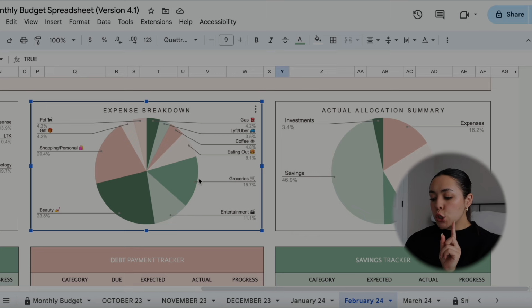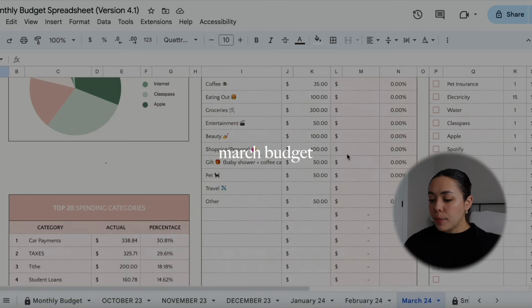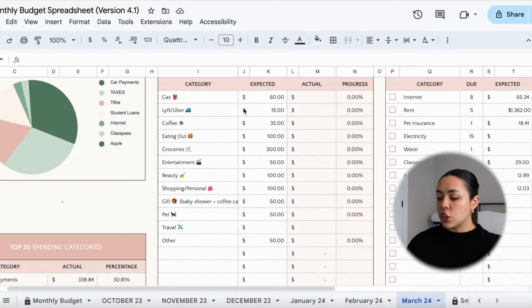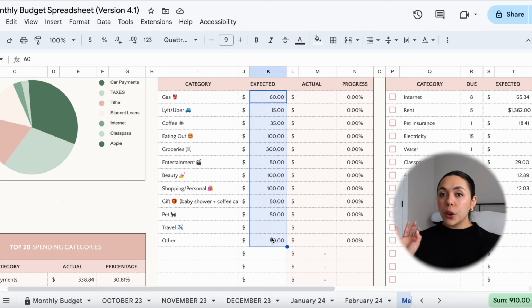Now let's hop over to March. Since I just made a copy of the spreadsheet, the expected values are the same, but I'm going to go ahead and delete these and then we're going to start brand new and fresh.